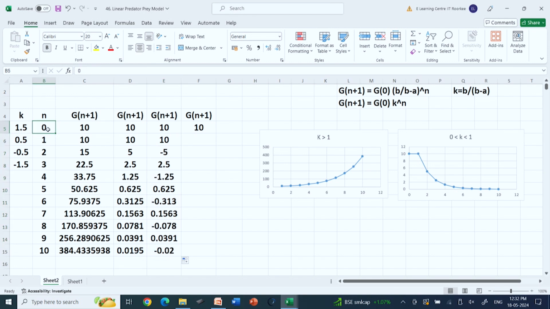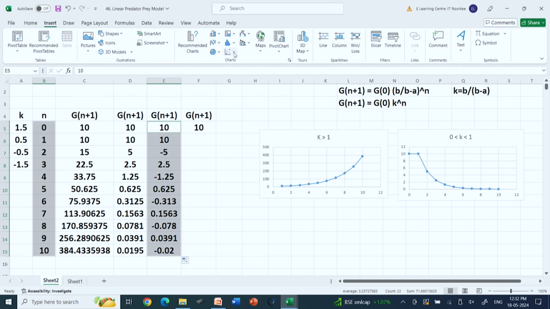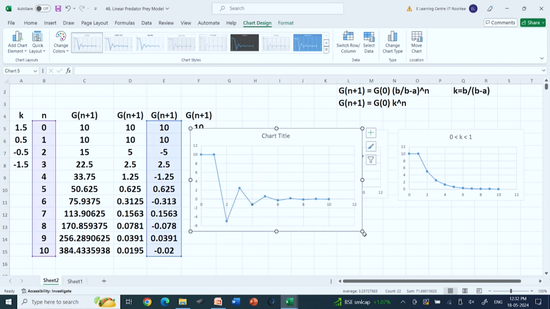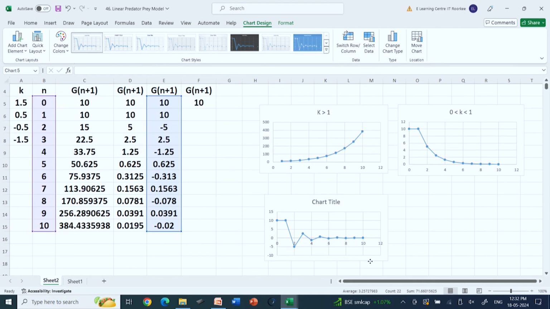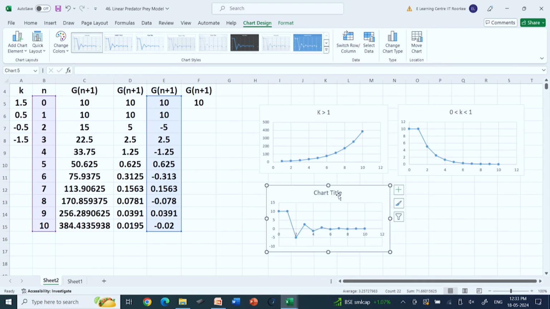And again if I plot this, I highlight them, press Ctrl, go here, press Shift and down. So insert, go to the chart and this. So some sort of oscillatory behavior. So here it is minus 1 less than k less than 0.